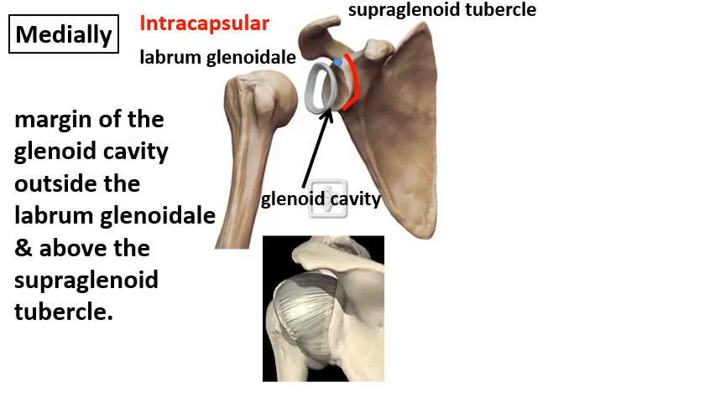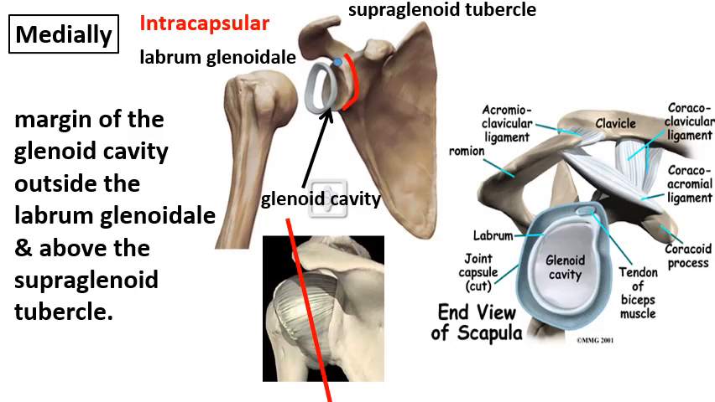If we open the fibrous capsule and look medially to the glenoid cavity, we will see this picture. You can see the glenoid cavity, then it is surrounded by the labrum, which is attached to its margin. Outside the labrum, there is the capsule of the shoulder joint. Then above the glenoid cavity, we can see the supraglenoid tubercle giving the attachment to the tendon of the biceps muscle.